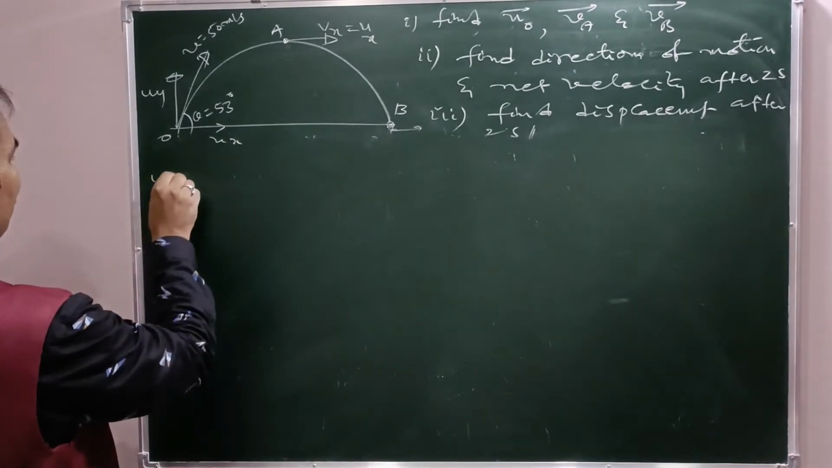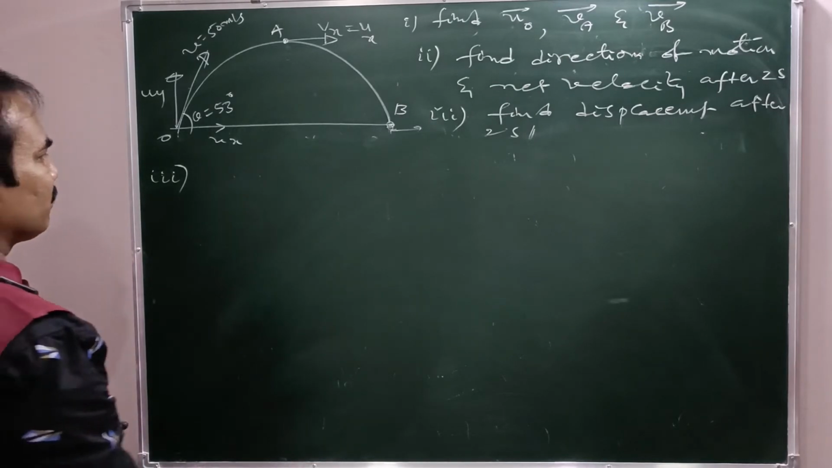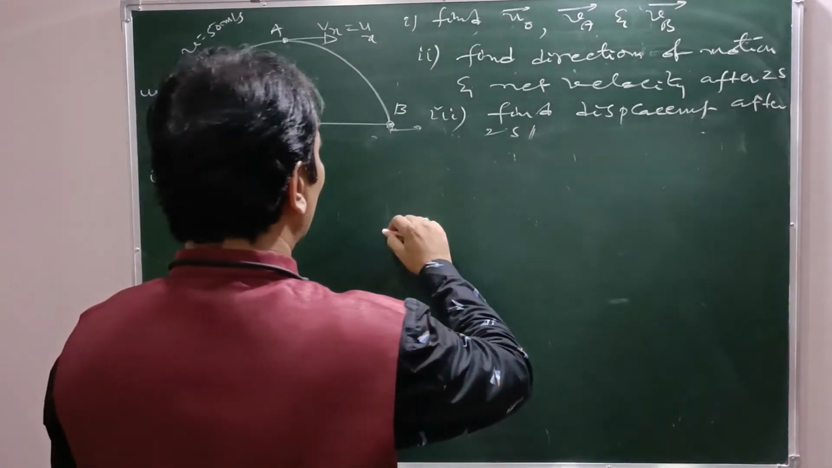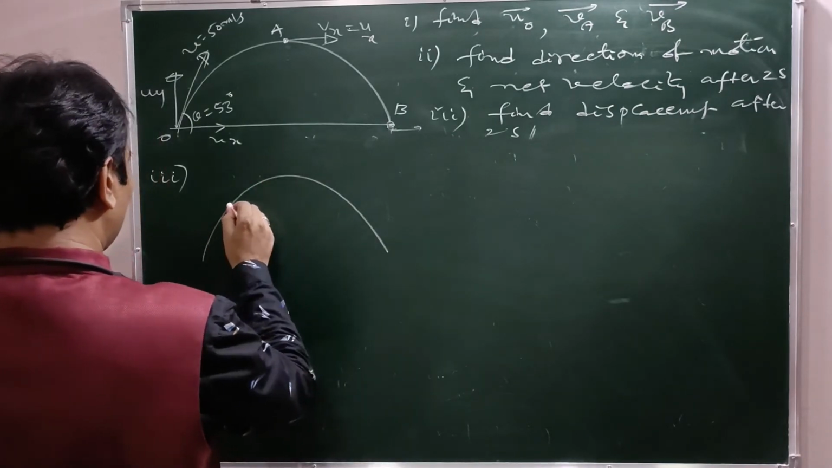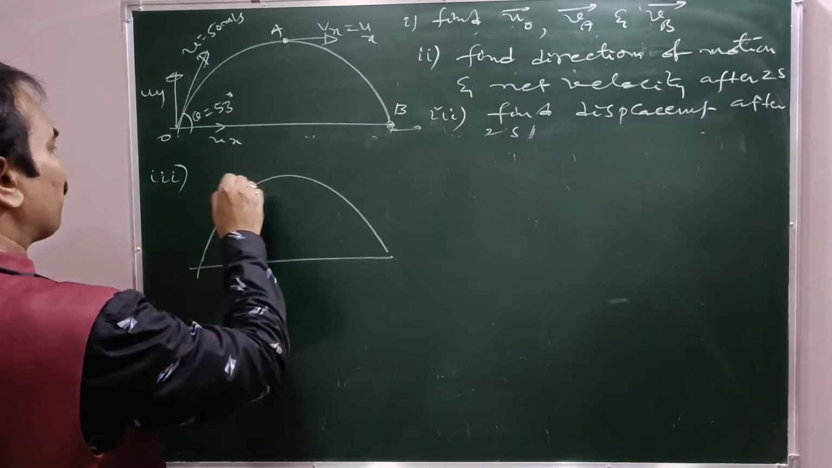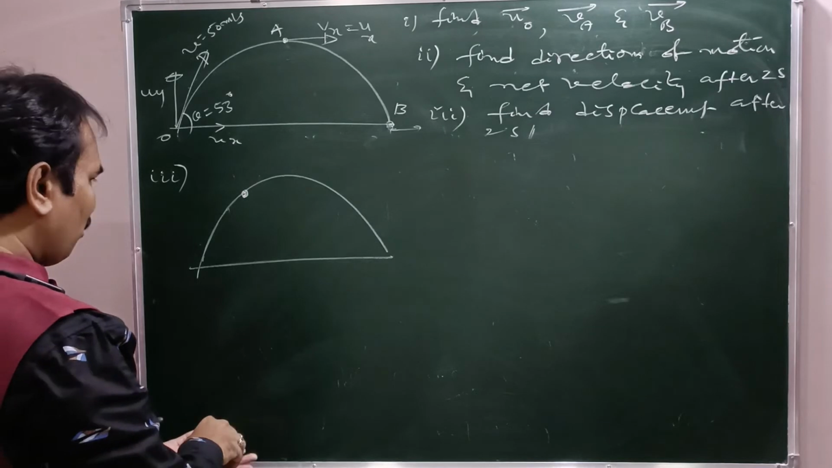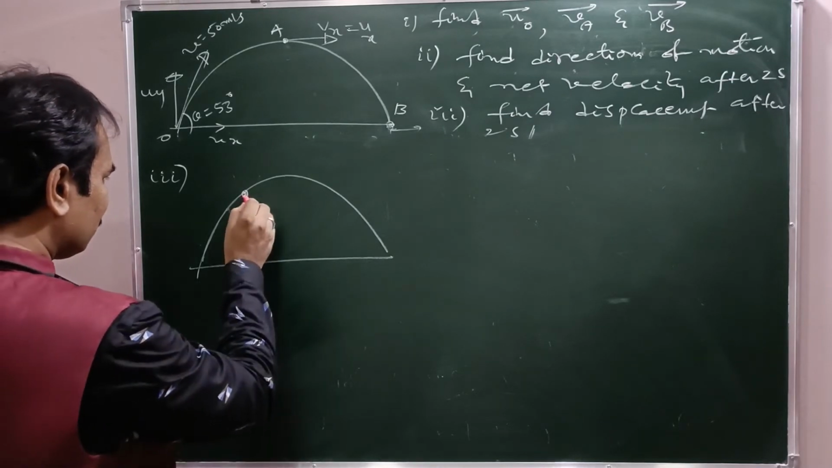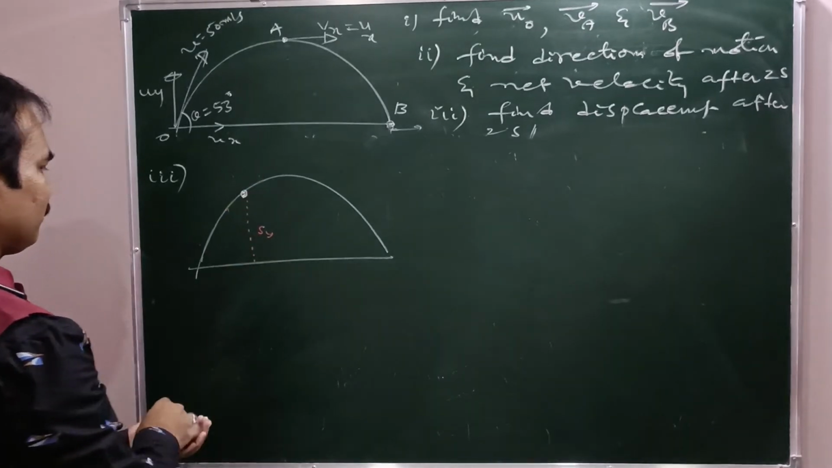Displacement number 3. Find displacement after 2 seconds. See, this is the path followed by the projectile. Suppose this is the position of the particle after t equal to 2 seconds. Now if I close this side, this is the vertical displacement Sy.